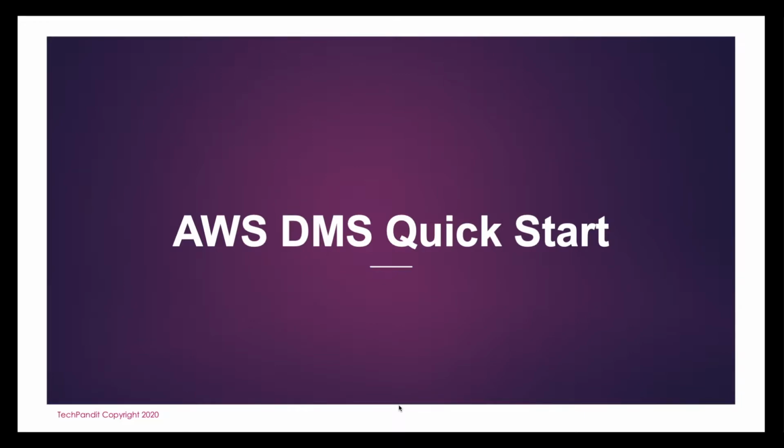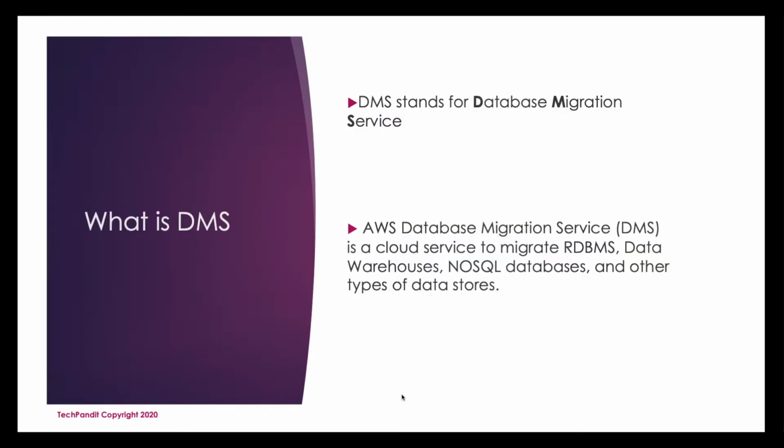This is Dan. Today I'm going to give a quick start demo on AWS DMS service. What is DMS? DMS stands for Database Migration Service. AWS DMS is a cloud service to migrate RDBMS, data warehouses, NoSQL databases, and other types of data stores. In general, DMS is a service which we can use to transfer data from various sources, or we can migrate data from various different types of sources.